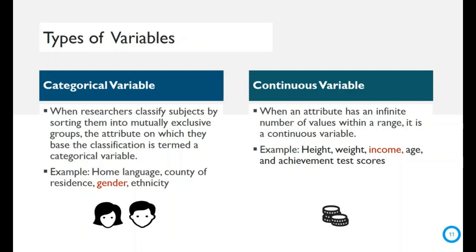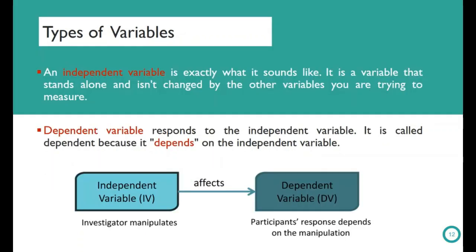On the other hand, when an attribute has an infinite number of values within a range, it is a continuous variable. As a child grows from 40 to 41 inches, he or she passes through an infinite number of heights, right? So height, weight, income, age, and achievement test scores are some examples of continuous variables. So this is the difference between categorical and continuous variables.